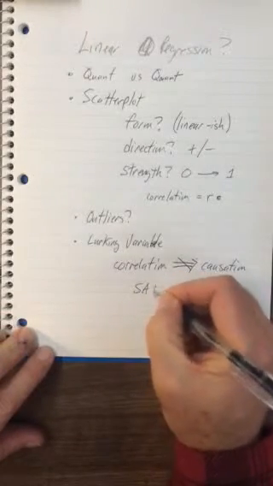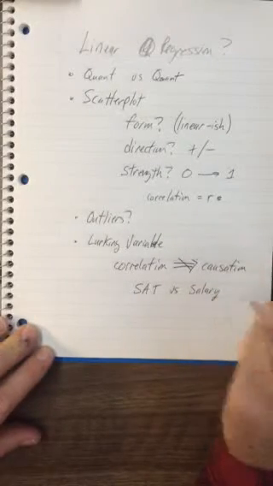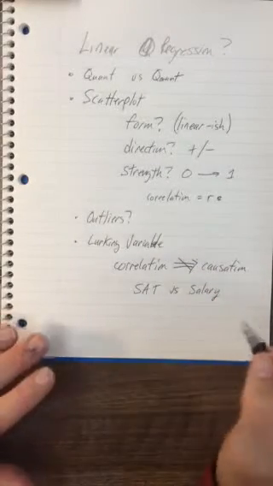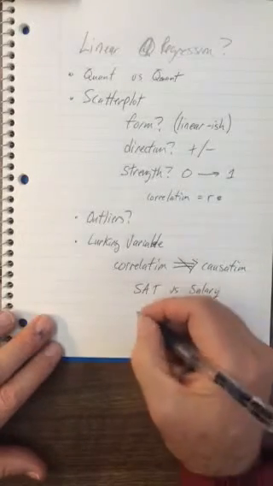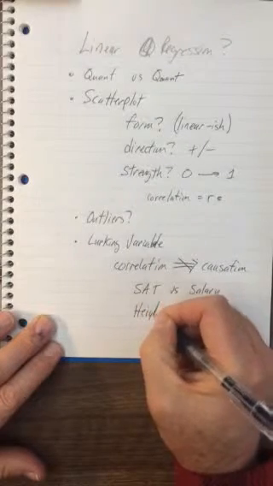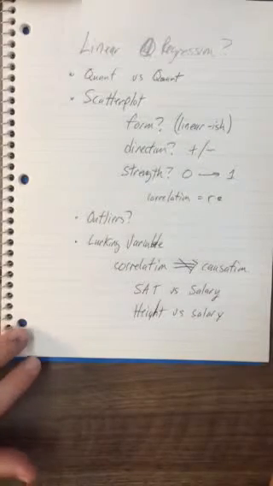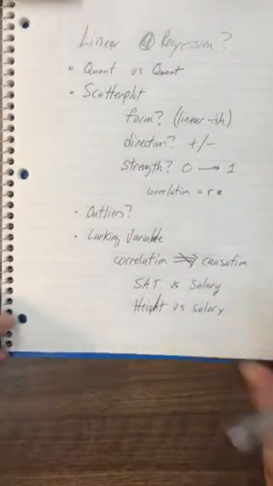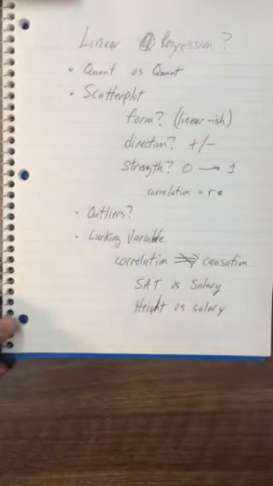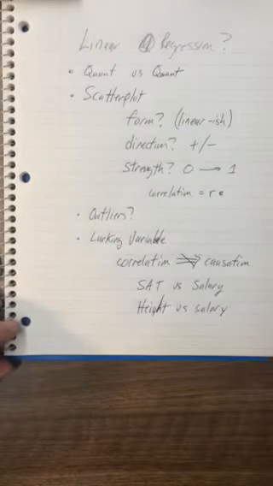We said, what if we compared SAT scores to salary? We might find a correlation, but I think we would question the causation. We might compare height to salary, which would be pretty interesting. Again, we might find correlation, but that doesn't mean there's causation. And come ask. In the next video, we will get into the hows. How do we perform linear regression?